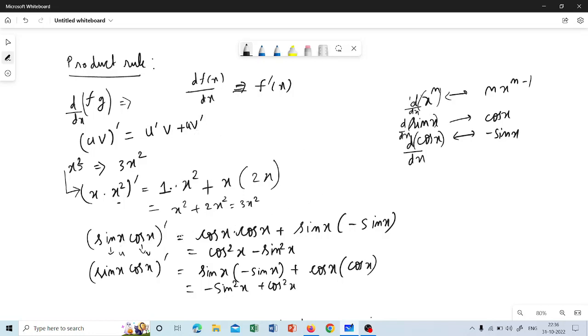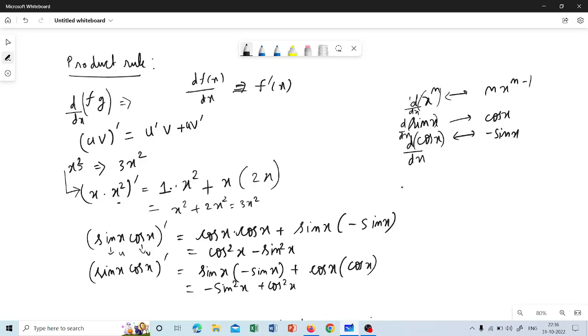So the main point we have to remember is that first we have to differentiate one function and multiply it with the other function without modifying it, then add again by differentiating the other function and keeping the other function the same. So I hope this method is clear, but I'm going to start with one more simple thing.